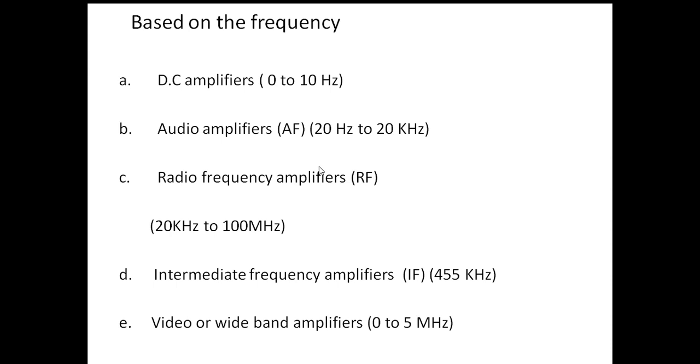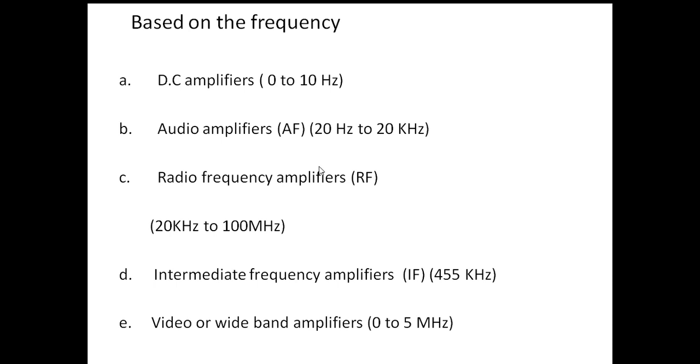Zero to generally up to 10 hertz, that is very basic frequency. That is also called zero frequency, 0 hertz. So that comes under DC amplifiers, 0 to 10 hertz, nothing but 0 hertz. That is the DC amplifier, direct current amplifier.